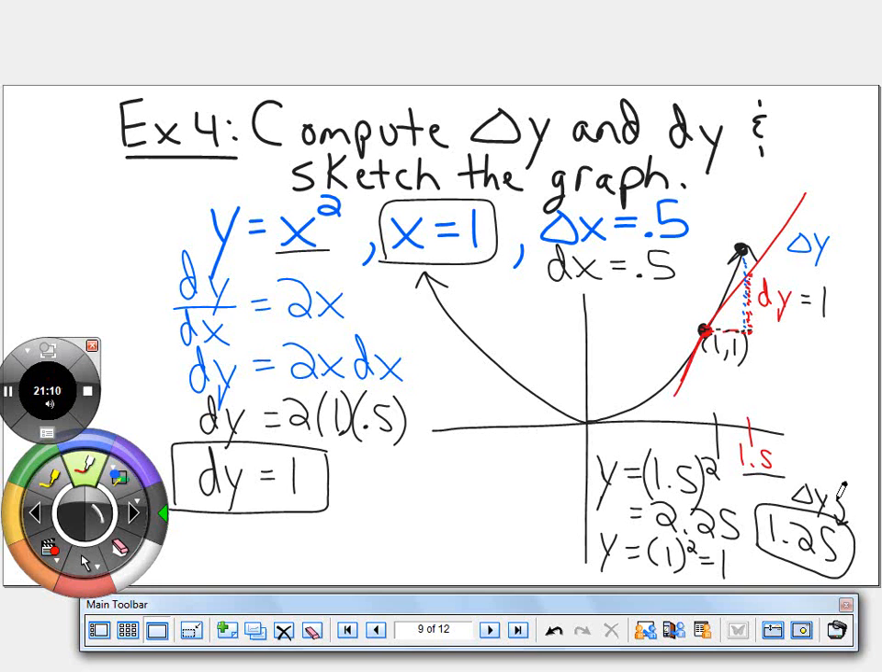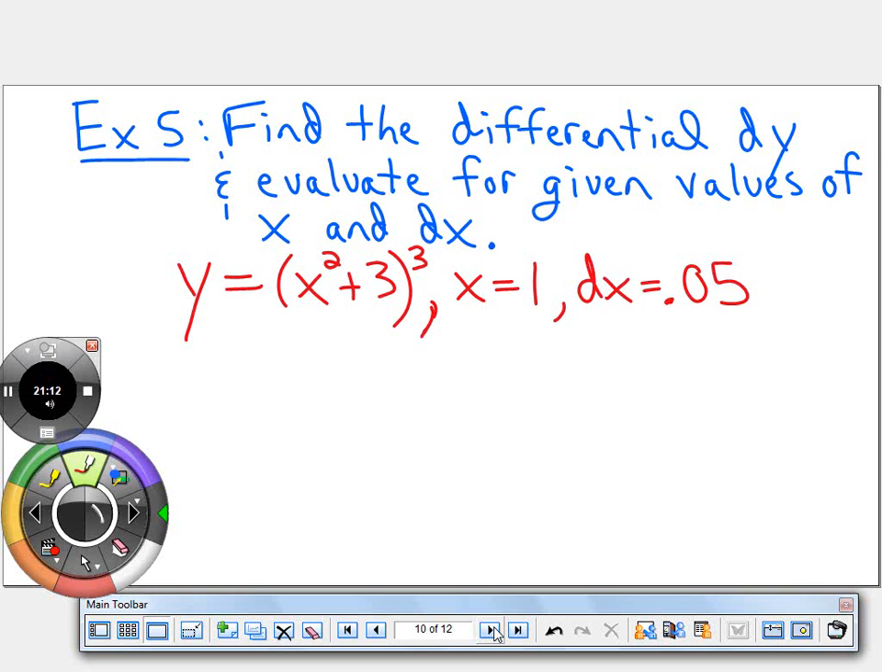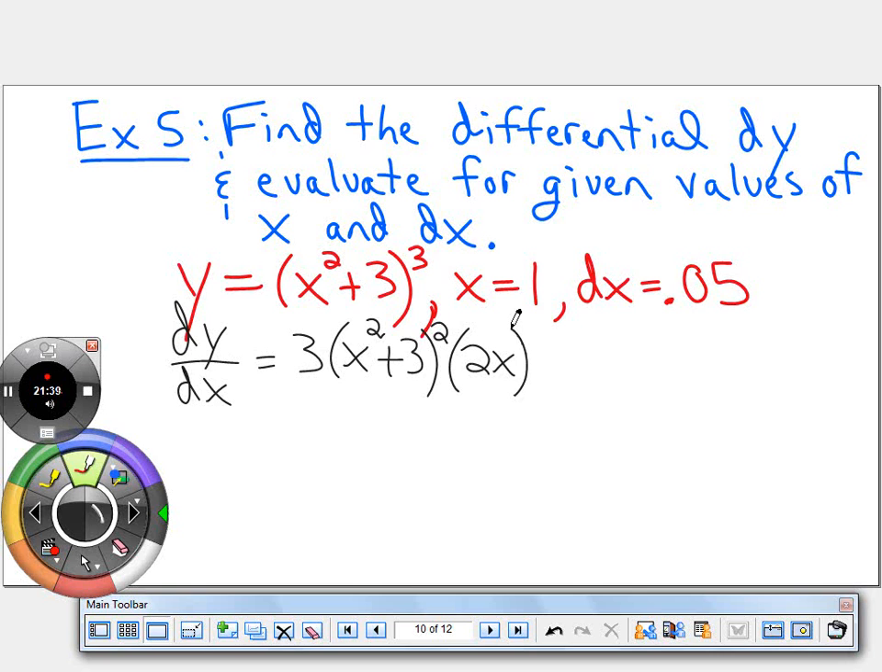All right, last example. Find the differential dy and evaluate it for given values of x and dx. So this one's very straightforward. What you're going to do is just figure out the derivative again. It's really similar to the last one. So dy/dx equals 3, and then we're going to use the chain rule. So x squared plus, well, maybe that's x squared plus 3, reduce that by 1, and then multiply by the derivative on the inside. So 2x.